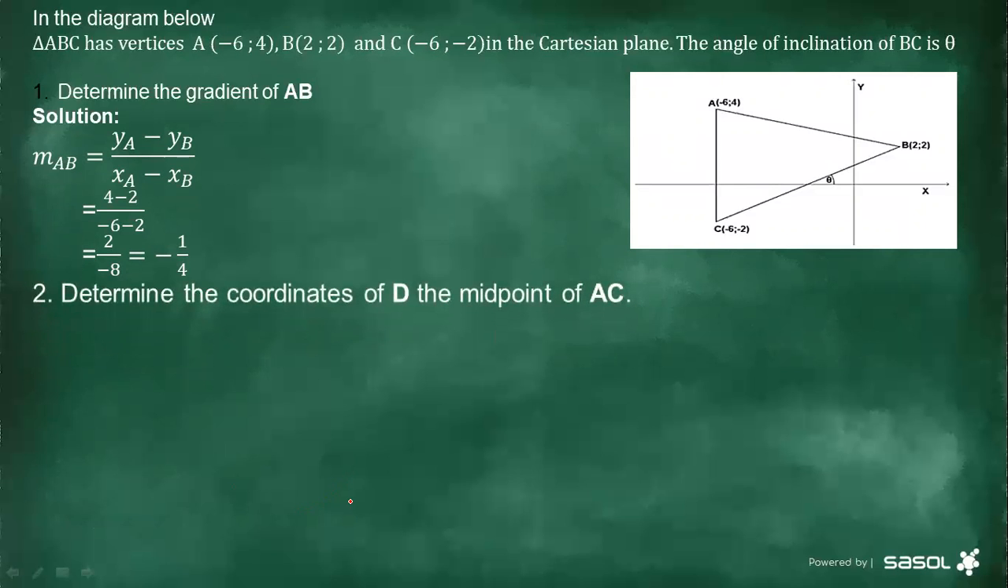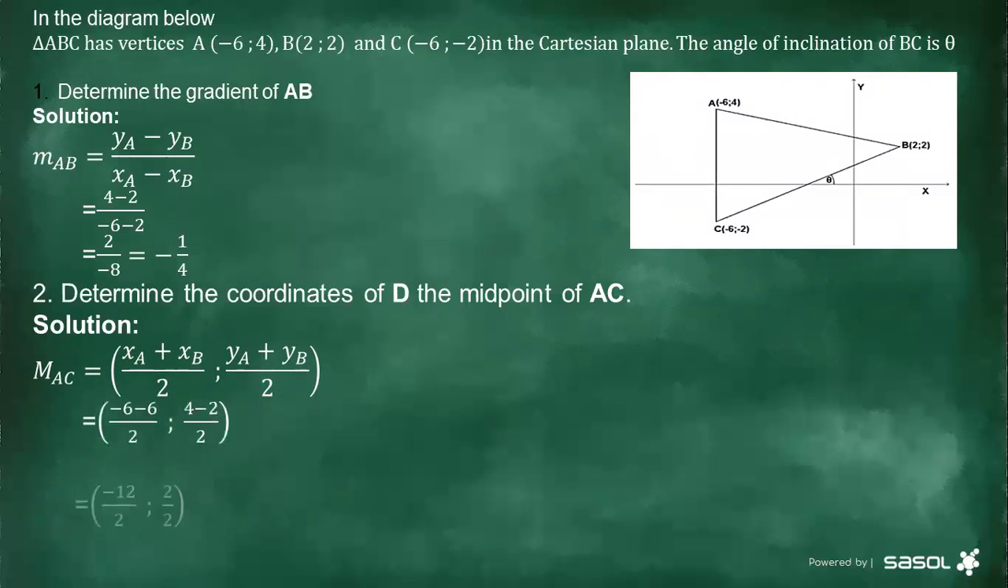Now determine the coordinates of D, the midpoint of AC. Let's determine the midpoint of AC. Then you just press your calculator, and the midpoint of AC gives us the point D, which is (-6; 1). That is correct.